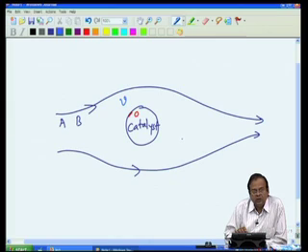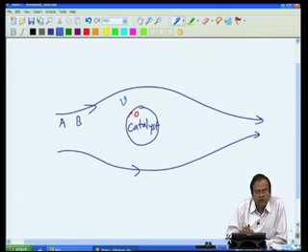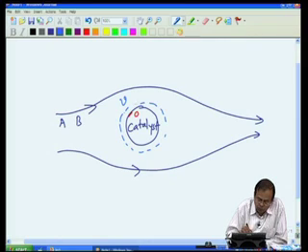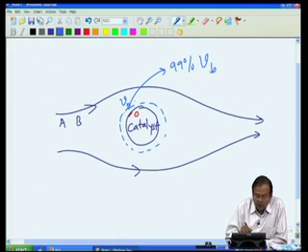So, there is a transition of velocity from the bulk to the surface, and we say that the hydrodynamic boundary layer is a layer where this velocity is 99% of the bulk velocity. So, if you say this is the bulk velocity, the velocity at the edge of the layer is 99% of the bulk velocity, and from there it drops down to 0.